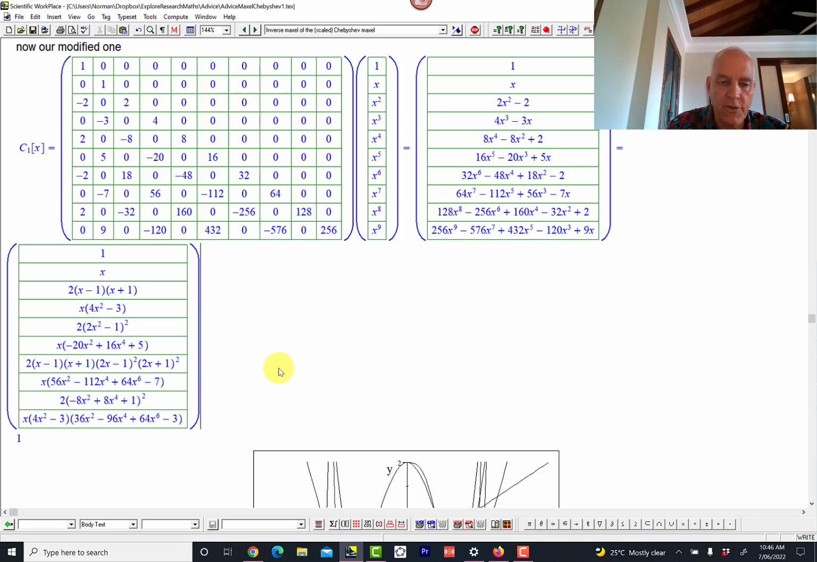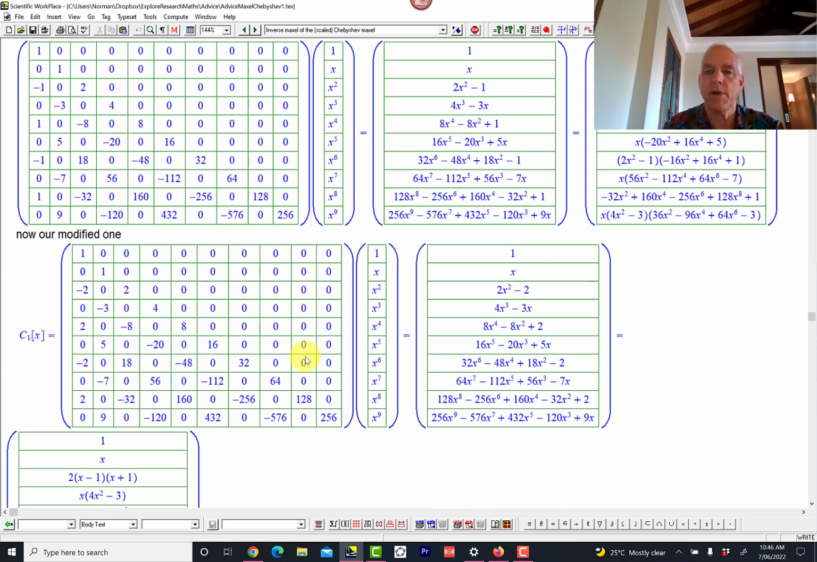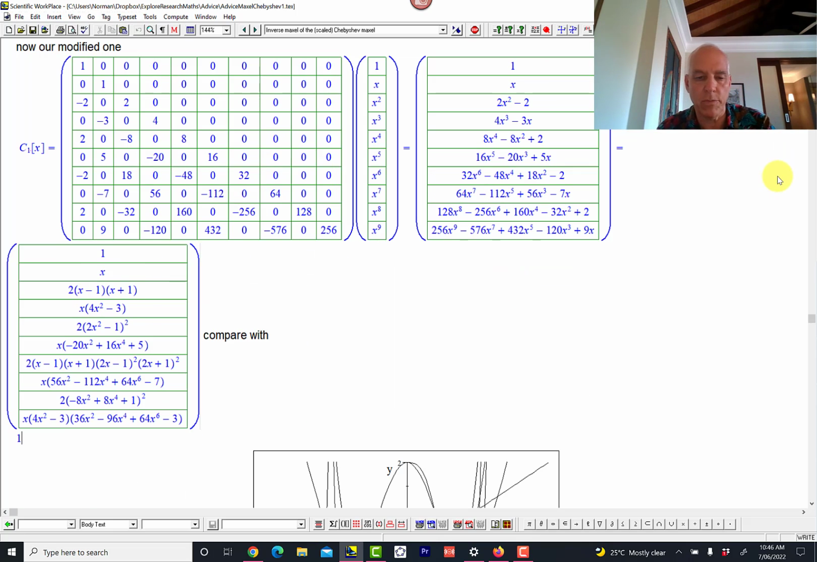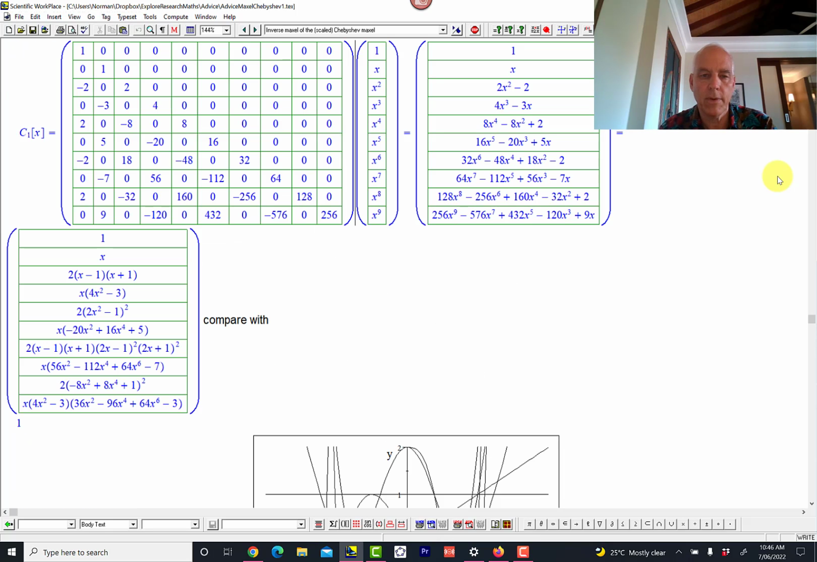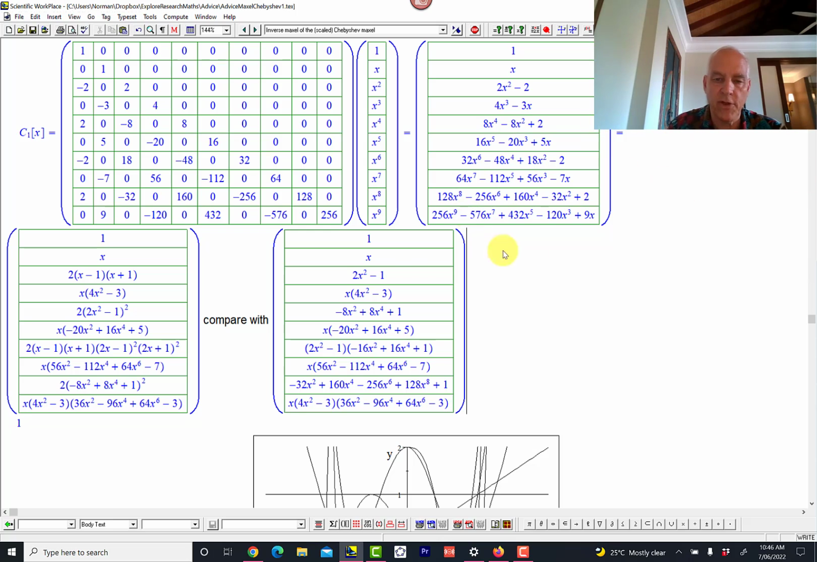And now let me factor this thing here. So let's compare this with, to get them side by side. So here are the factorizations of the Chebyshev polynomials themselves. So on the right, the original Chebyshev polynumbers. On the left, these modified Chebyshev polynumbers, where we've just doubled the constant term where we were able to, except for the top entry.